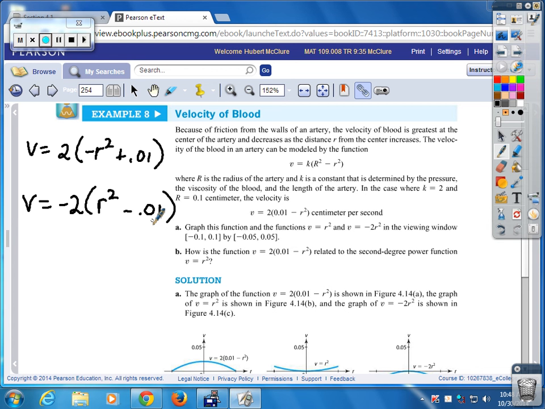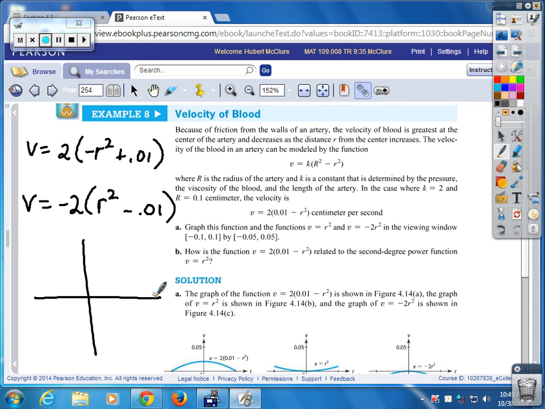Nope. It's the vertical. Why? Because where is the horizontal shift going to always be? Attached to the variable within the function of the exponent. So if you had a horizontal shift, it would be r plus or minus 0.01 quantity what? Squared, and then plus 0.01. Or not minus 0.01. So this is your vertical shift.